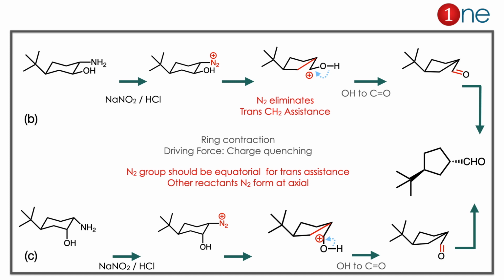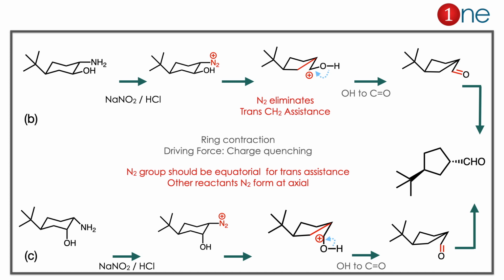Let us see the C condition, which is the second possibility. NH2 is there, again you are converting into N2+ using NaNO2 and HCl. The N2+ again has trans resistance, the ring is contracted, you have cation formation. So the cation is formed, it has to be quenched as the ketone the same way. The product is same like the previous one, which is tertiary butyl above, aldehyde below. Here the driving force for ring contraction is charge quenching. Second thing is N2 group should be on equatorial for the trans relationship. In other reactants N2 is in axial form, it doesn't have any possibility.